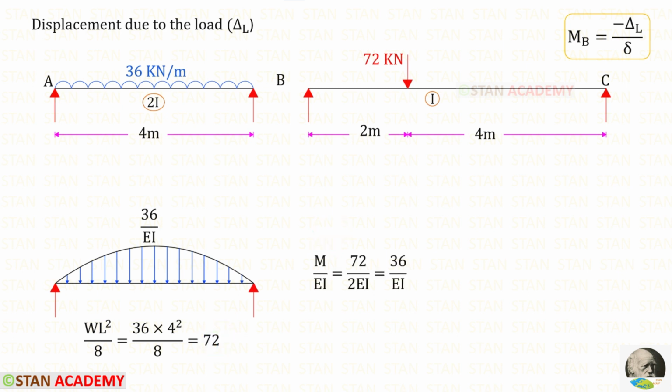Let us find moment upon EI. M is 72. The moment of inertia is 2I. So instead of EI, we have to apply 2EI. In this way, we will get 36 upon EI. Since it is UDL, the diagram will be in the shape of a parabola.